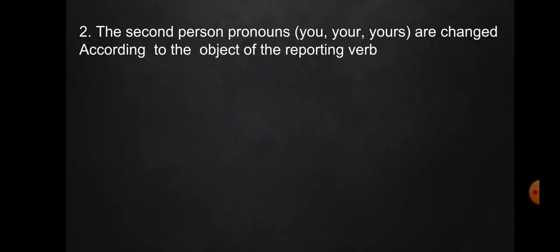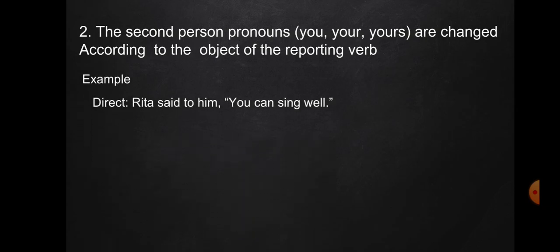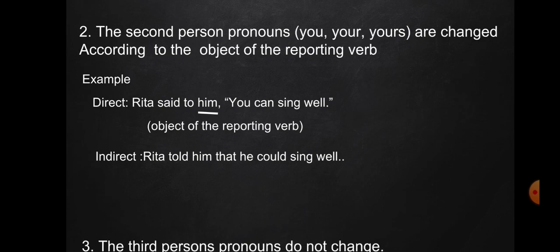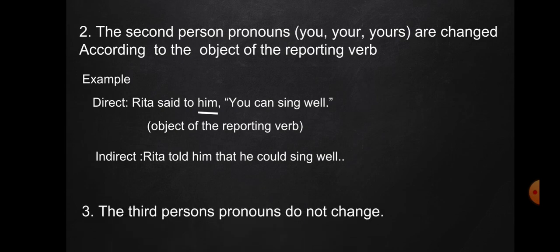Next, the second person pronouns, that is you, your, or yours, are changed according to the object of the reporting verb. Now let's see an example. Rita said to him, you can sing well. Now here, him is the object of the reporting verb said. So the indirect speech will be Rita told him that he could sing well. The third person pronouns do not change.